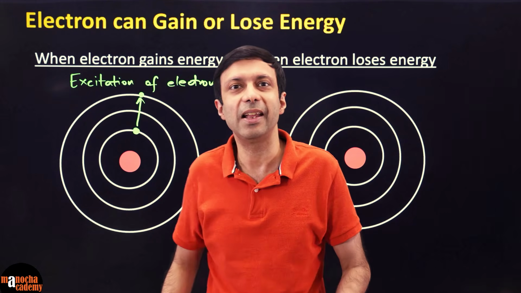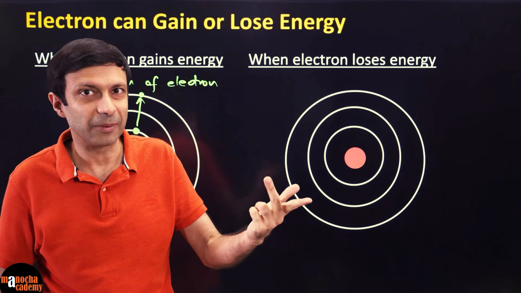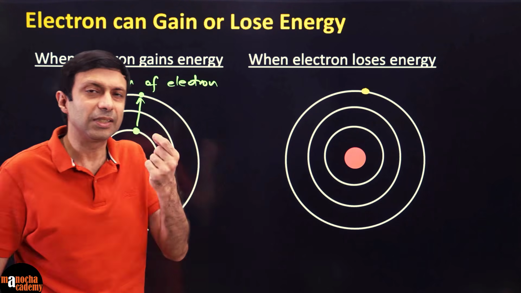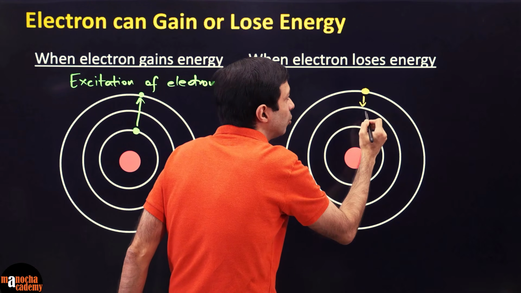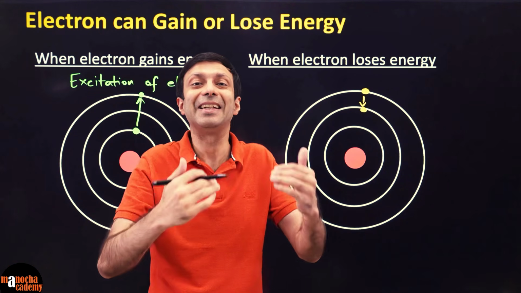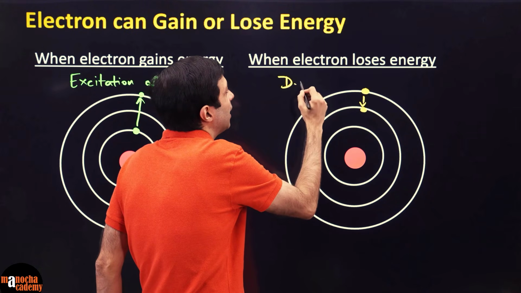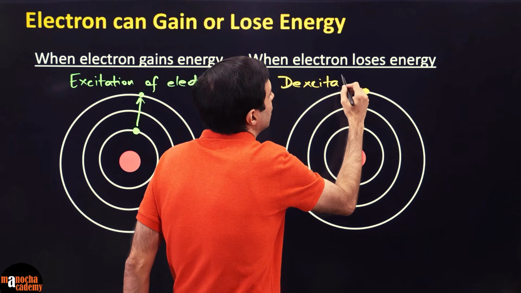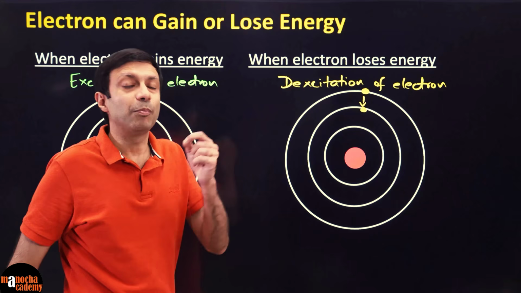Now what will happen when the electron loses energy? If you take away energy, obviously it will be the opposite. So let's say the electron was in the third shell and it loses a certain amount of energy, which we're going to talk about. It will drop down, it will come down, let's say, to the second shell, or it may come down to the first shell. And this is called de-excitation of electron, opposite of excitation. So let's write that down. When electron loses energy, it is called de-excitation of electron.